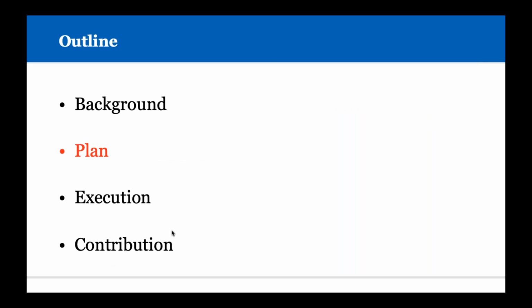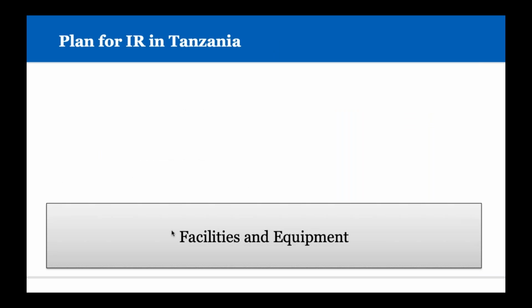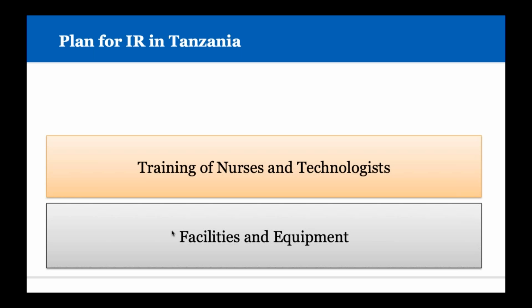Based on these findings, we came up with the following plan, which first includes improving facilities and equipment, especially since there's a lack of disposable IR equipment, of course. Then the training of nurses and technologists, because as everyone knows, you can't run an IR procedure without having a nurse and a technologist.